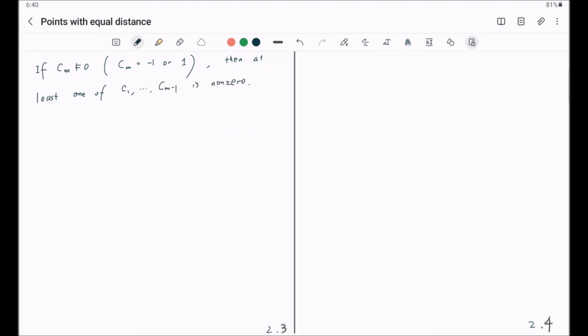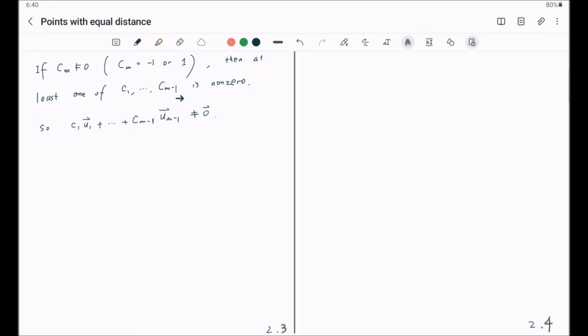And it follows that this linear combination must be non-zero. That is because if precisely one of them is non-zero, then this will boil down to a single vector u sub I, or negative u sub I, which is non-zero because that vector is a unit vector.